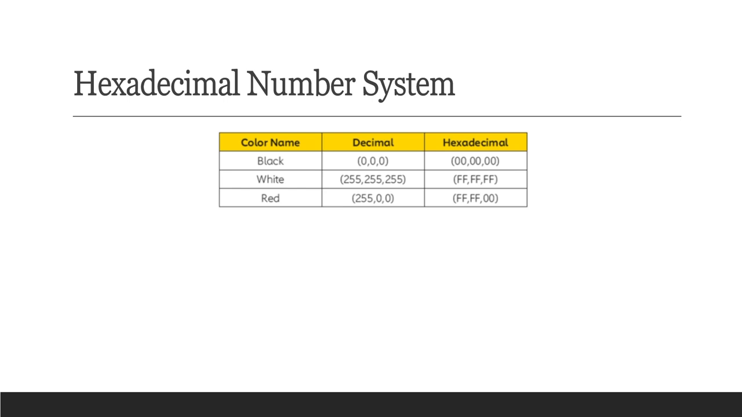White can be represented in decimal as RGB value 255, 255 and 255. For that, hexadecimal representation will be FF, FF and FF. Red, the RGB value will be in decimal 255, 0, 0 and in hexadecimal it should be represented as FF, 00 and 00. Another usage of hexadecimal number system is to display system error messages.